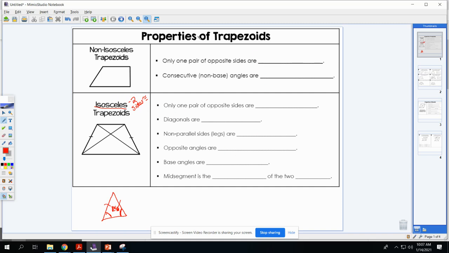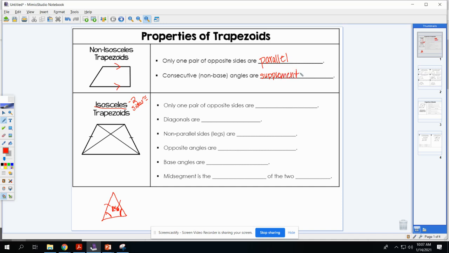Isosceles trapezoid, two sides. So starting off here at the top, it says only one pair of opposite sides are parallel. So that would be the top and the bottom. These will be called bases, our top and our bottom. Consecutive non-base angles are supplementary.